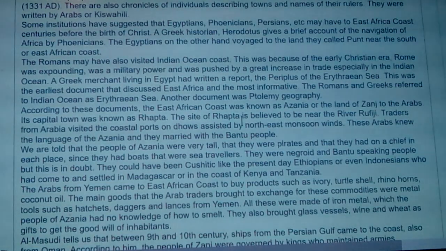So according to these documents, the East African coast was known as Azania, and the land of Zanj to the Arabs. Its capital town was known as Rapta. The site of Rapta is believed to be near the river Rufiji. It's got Fiji in its name. Traders from Arabia visited the coastal ports on dhows assisted by northeastern monsoon winds, so they came in their boats and everything. These Arabs knew the language in Azania, and they married with the Bantu people.